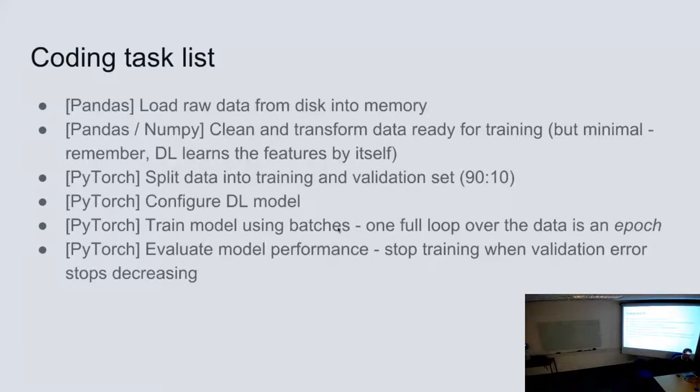So I use a batch size of 256, and so I'm jumping in 256 rows across the data, and one full loop over the data is an epoch. So we basically keep training until the model performance doesn't get any better, and then we say, okay, it's cooked. Let's see what we got, and we'll do that by evaluating the model performance at the end of each epoch.